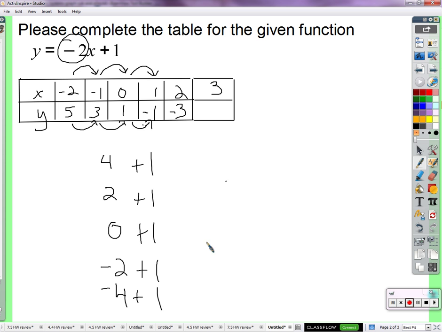If we went to 3, then what do you think this number would be? -6. I'm saying the number that we add to 1. This part right here. -6. Now -6 plus 1 is -5, of course. Okay. Every time we add 1 onto x, we subtract 2 from the y. So what would this one be? -8. That'd be -8 plus 1.